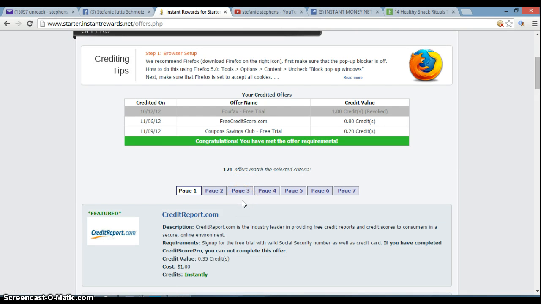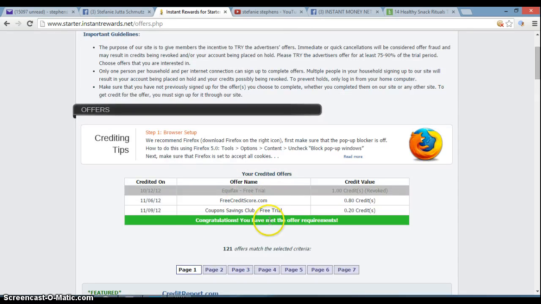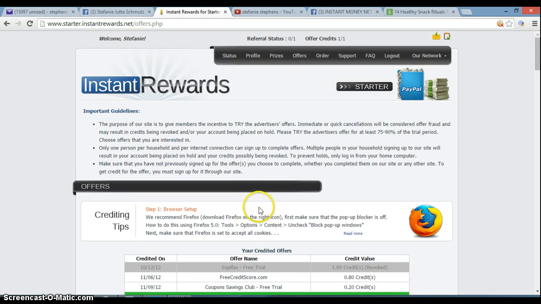So after you do your 1.0 credit, you will see it's going to say congratulations, you have met your offer requirements. That's where you can make money off the page. If you want, you can upgrade to another page. I usually recommend it because people that start Instant Rewards are usually in it to make money, so they kind of want to add another page.